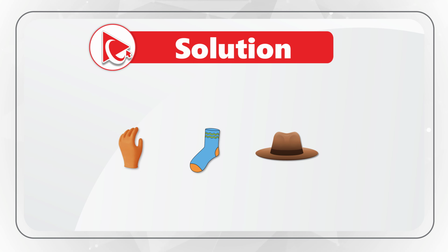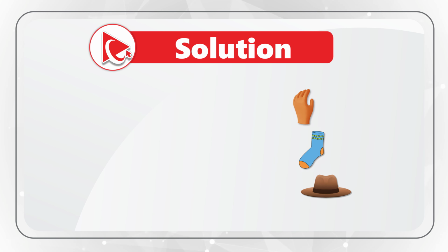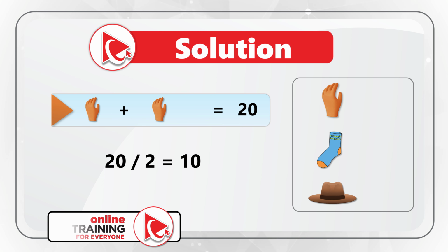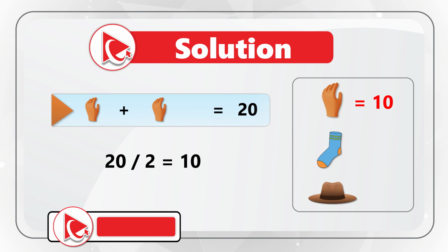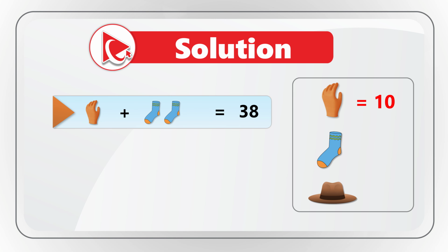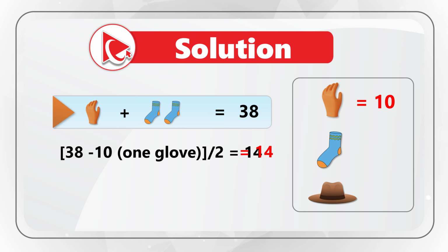Obviously, to solve this challenge, you need to find the numbers associated with each object. You need to find the numbers for glove, for sock, and for the hat. Let's look at each expression in more details. Since 2 gloves equals 20, 1 glove is equal to 10, because 20 divided by 2 equals 10. Let's go to the second expression. 1 glove and 2 socks equals 38. Let's do the math to calculate the value of the sock. 38 minus 10, which is the calculated value for 1 glove, and then divided by 2 equals 14, which means that the numerical value associated with 1 sock is 14.